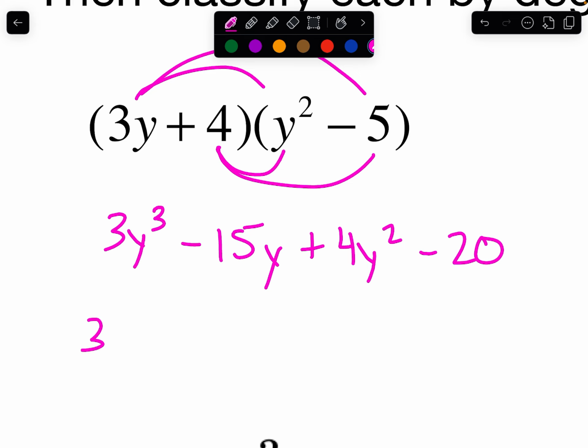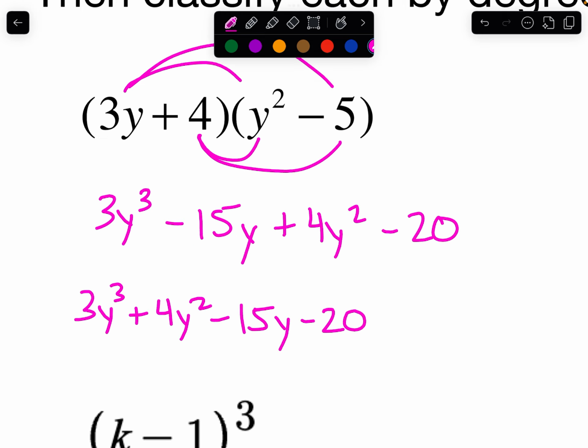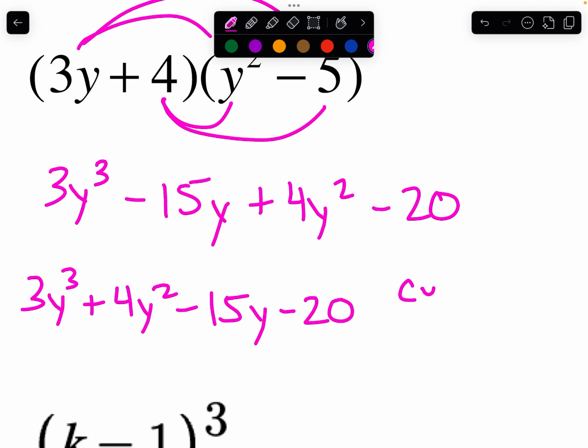Our largest exponent is 3, so this cubic term comes first. Then we've got an exponent of 2, that's our quadratic term there. Now we've got negative 15y to the first, so our linear term comes next. Finally, our constant term at the end, this minus 20. Let's classify. The highest exponent I see is 3, so this is a cubic expression. There are 1, 2, 3, 4 separate terms here.